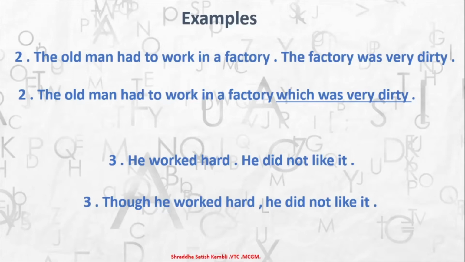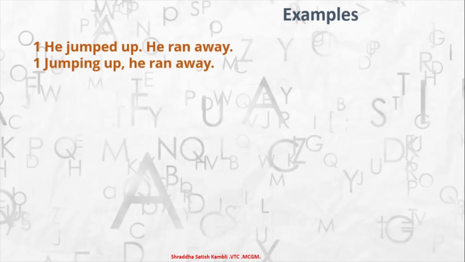Synthesis of sentences. We talked about the various types of sentences also, and we also saw how you can use various tools in order to combine two simple sentences and form one more simple sentence or a complex sentence or a compound sentence. Okay, now we take a look at some more examples before we move on. So he jumped up, he ran away. Jumping up, he ran away.